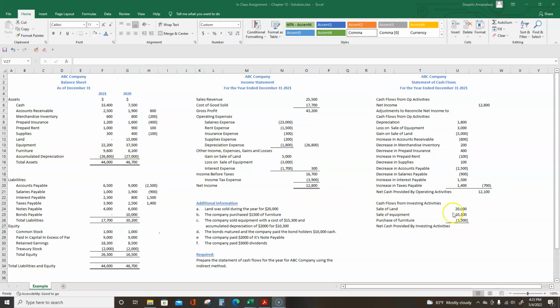Now all we need to do is total these three items, and that would be the net cash. Again, I'm going to say provided because we had more money coming in than going out. Therefore, it's net cash provided by investing activities. Let's total those numbers. And we find that 28,800 is the net cash provided by investing activities. The third section is financing activities, but I will be doing that in the next video.